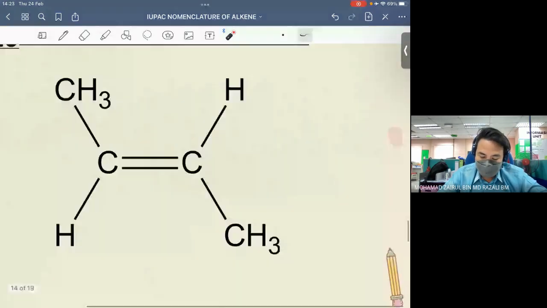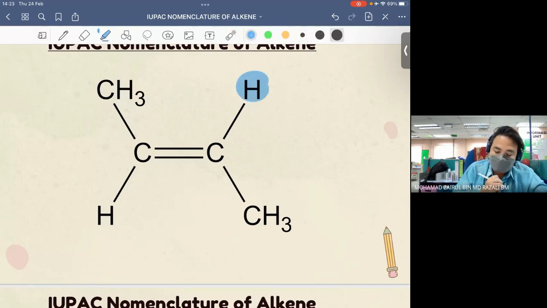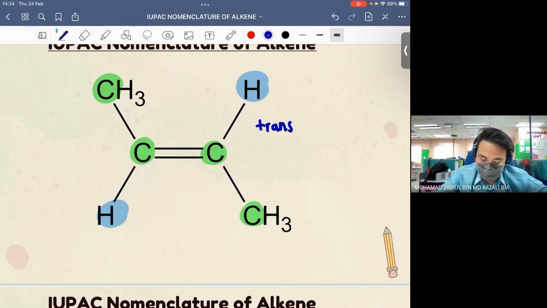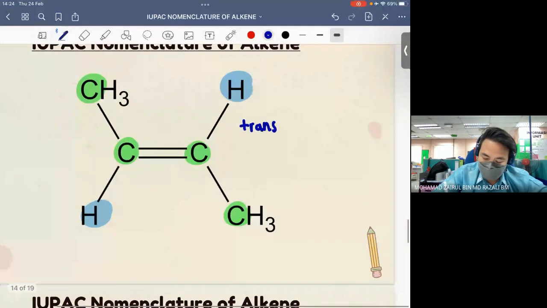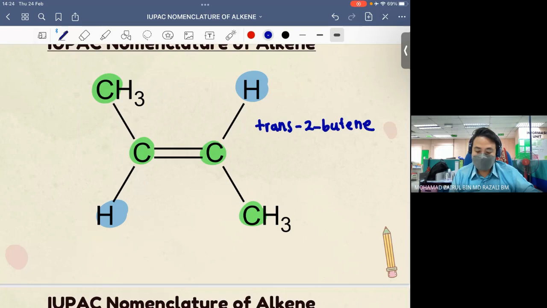Okay, how about this one? Okay, so this one, kalau awak tengok dia masih trans. Sebab apa? Same group, different side. So cari longest continuous chain dia. So the longest continuous chain dia adalah 1 carbon, 2, 3, 4. 1, 2, 3, 4. And then kita apply lah normal rule. So kita just tambah perkataan cis atau trans je kat depan dia. So for this one dia akan jadi trans 2 butene. Sebab total parent dia 4 kan, dia tak ada apa-apa substituent. So dia akan jadi trans 2 butene. Okay.